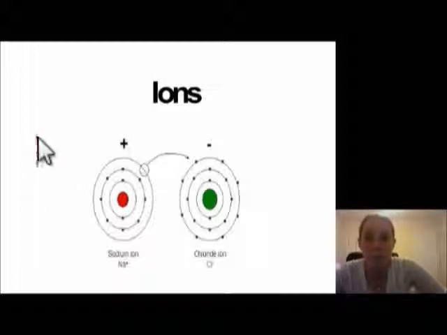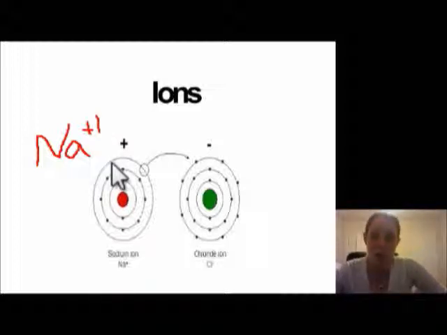So if I looked at the periodic table, I might see something like this, Na plus 1. This indicates to me that now when I'm calculating my numbers of protons, electrons, and neutrons, I need to keep in mind that the sodium has lost 1 electron and is therefore positively charged because its protons now outnumber its electrons.